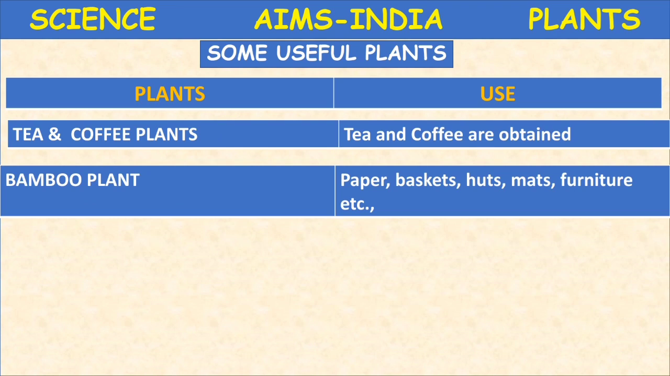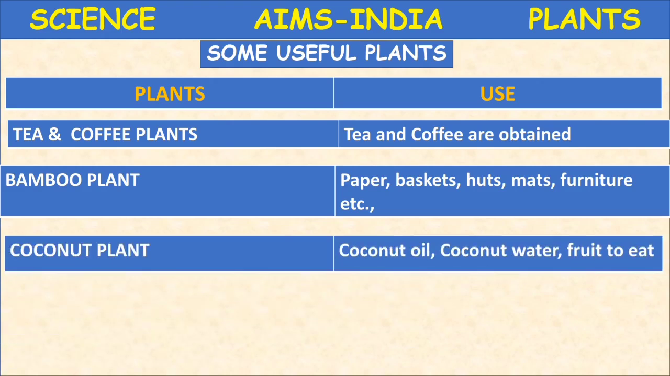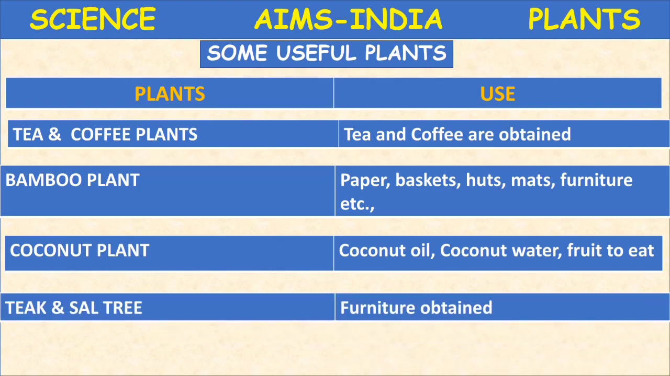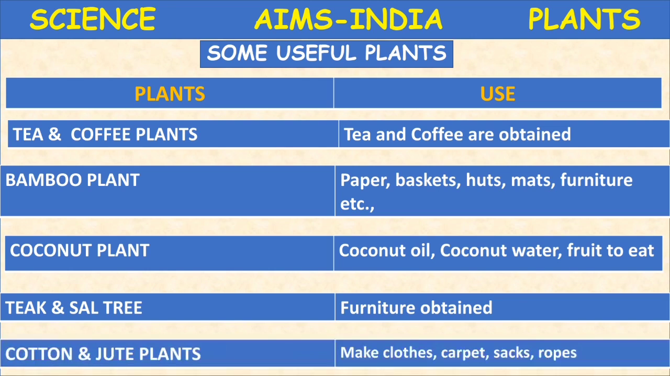Tea and coffee plants. So tea and coffee are obtained. What is the use of it, children? We get tea and coffee, which we drink in our daily life. Adult people take tea and coffee in the morning and the evening. And bamboo plant. What is the advantage of bamboo plant, children?